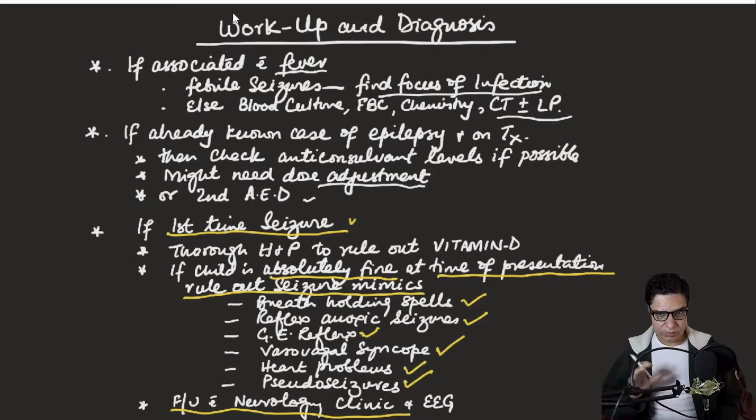Now, if they've got a history of seizure, they are not seizing in front of you, history and physical examination is absolutely fine, and the child himself is also absolutely fine at the time of presentation. He's playing around. All his vitals are normal. Then it's also very important to rule out seizure mimics, because what parents might have thought as seizure might not be seizure. There are certain things which are more common than seizures. They mimic the seizures very much, and it's important to rule them out, especially if the child is absolutely fine.